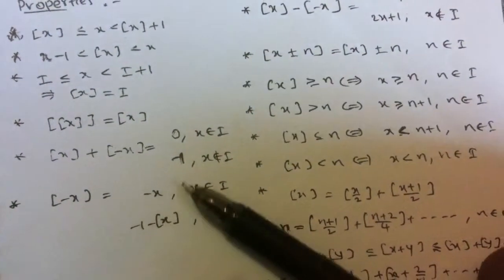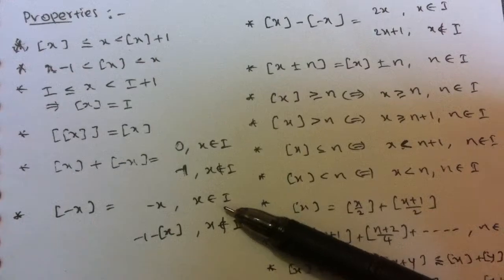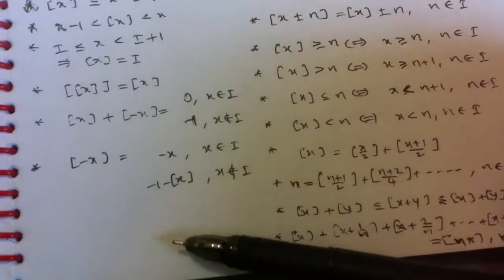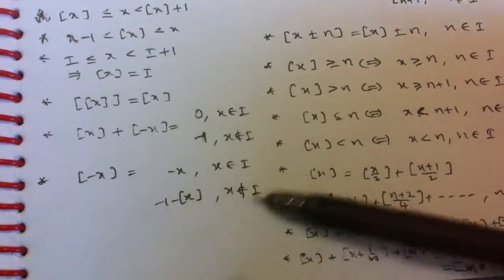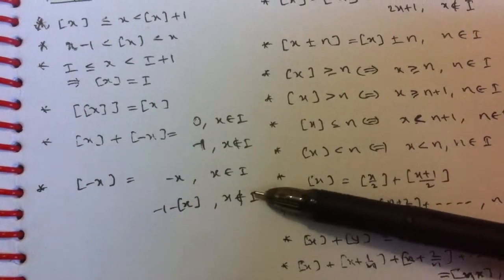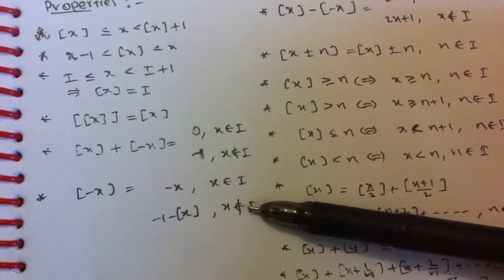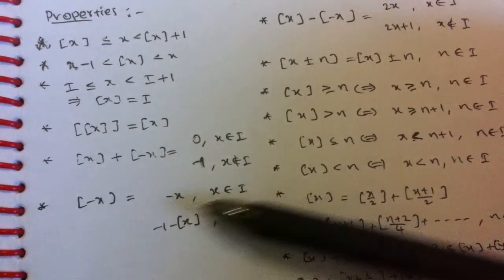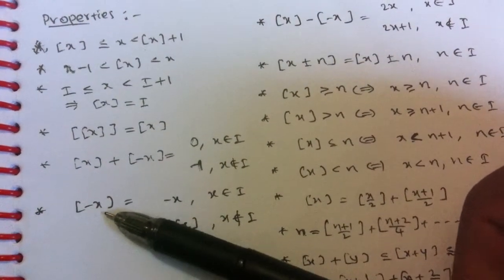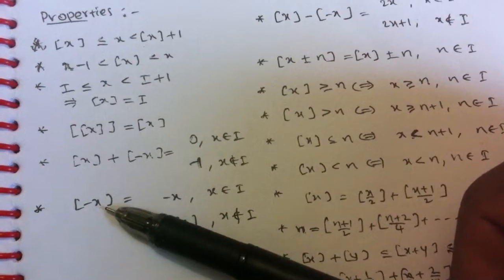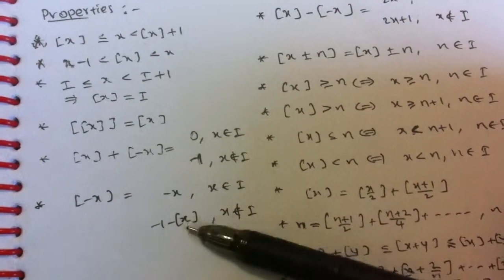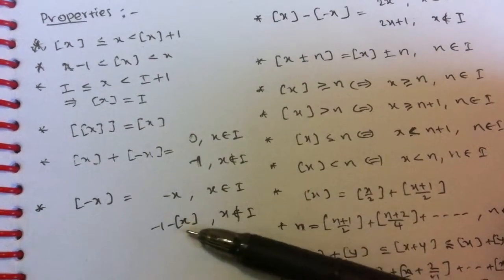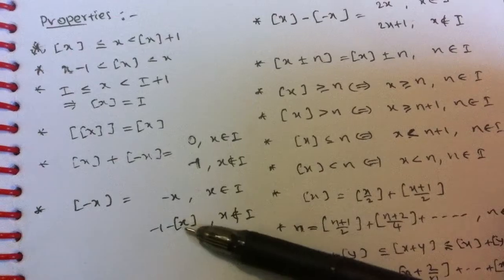And step of minus x is minus step x whenever x is an integer. We already discussed this in the graph. And even in case it is a non-integer, suppose you take x as 2.3. So step of minus 2.3, how much is that? Minus 3. Let's calculate this value: minus 1 minus step x, where x is 2.3. Step of 2.3 is 2. Minus 1 minus 2, how much? Minus 3.